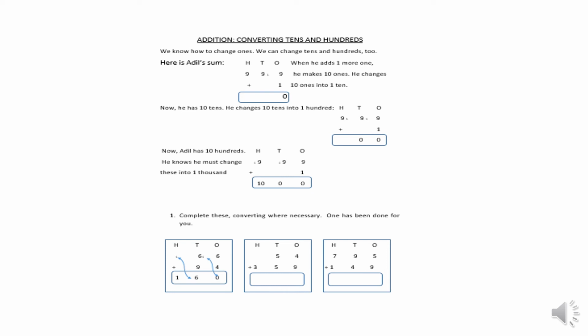Now he has 10 tens. He changes 10 tens into 100. When he adds 9 plus 1, he gets 10. Their sum is 10. So again he will write 0 in tens and will carry 1 to the hundreds. Now Adil has 10 hundreds. He knows he must change these into 1000. So the answer is 10 hundreds, 0 tens, 0 ones.